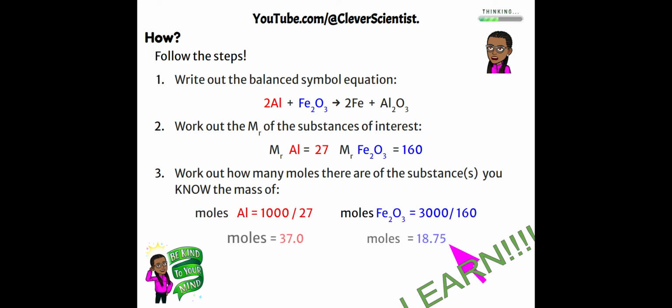Then you've got to work out the number of moles there are of the substances that you know the mass of. So we know the mass of aluminium, so we can work out the moles of that. And we know the mass of the iron oxide, so we can work out the number of moles of iron oxide. And there you can see that we've got 37 moles of aluminium and 18.75 moles of iron oxide.